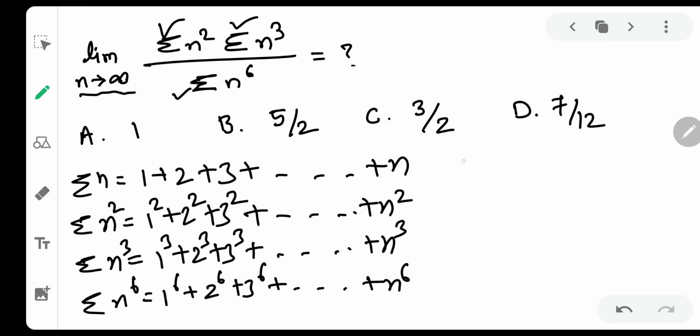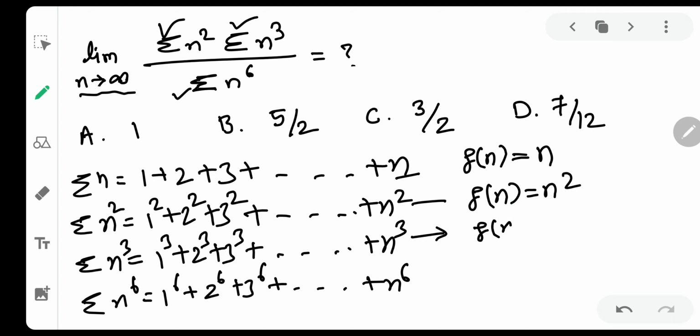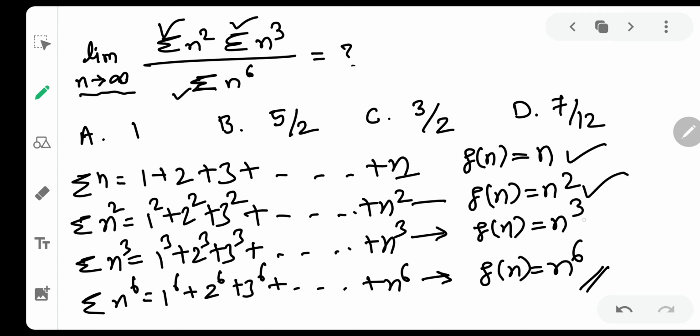So I am going to tell you something. Let me call this f(n). The last term will be f(n) = n. Over here the last term will be f(n) = n square. Over here it will be f(n) = n cube, and over here it will be f(n) = n raised to 6. Okay, so that is one thing you need to understand. How am I doing it? I called f(n) as n, then n square, n cube, n raised to 6. All depends on the last term. Now I am going to tell you something to remember.